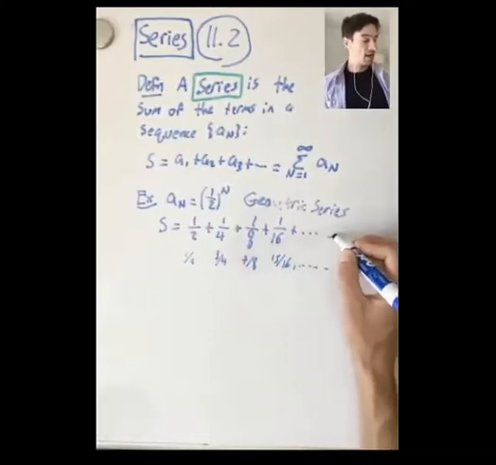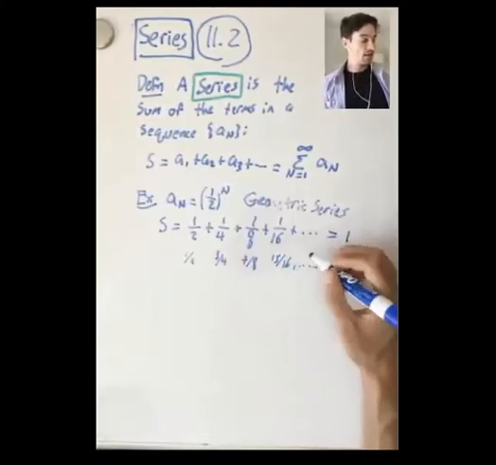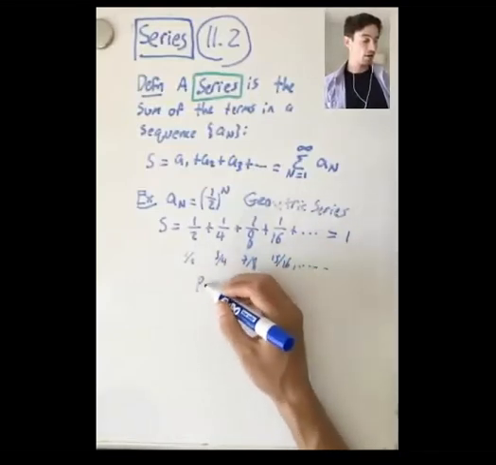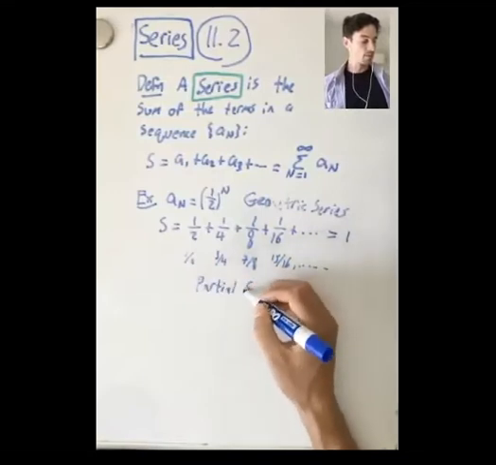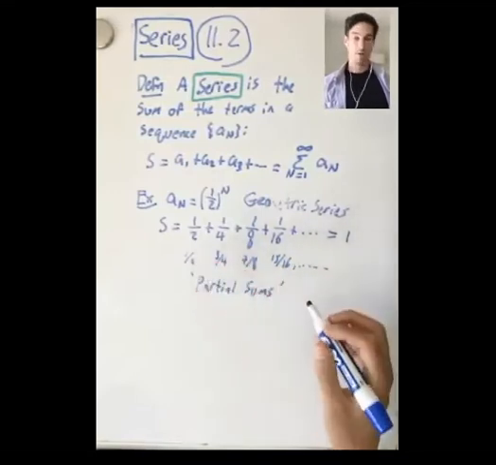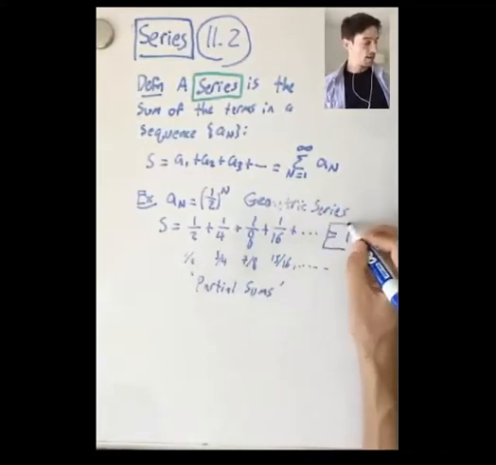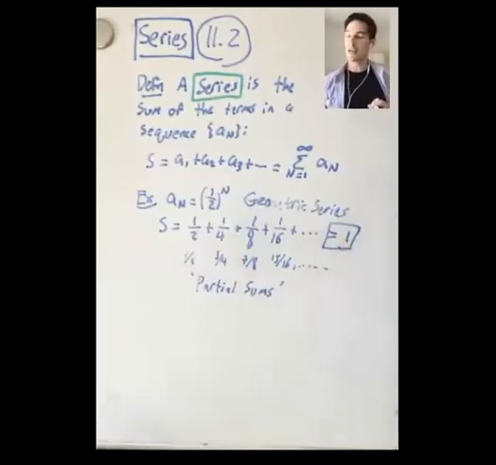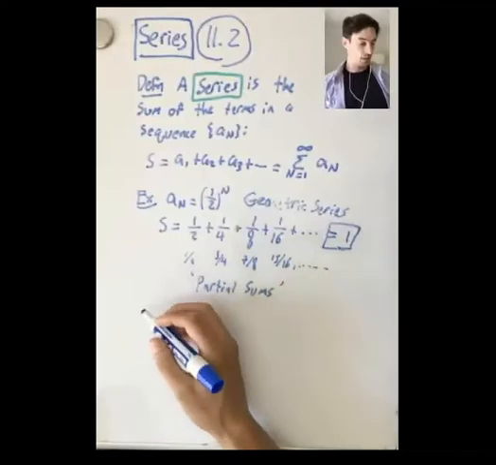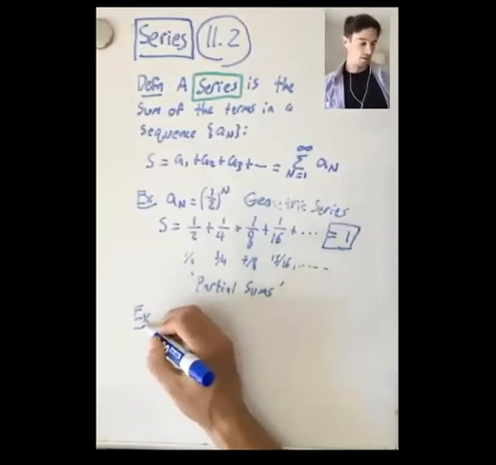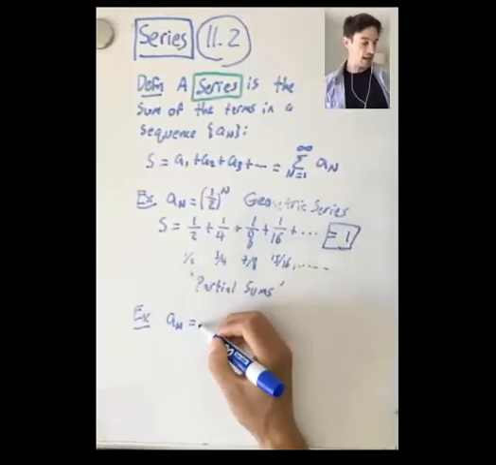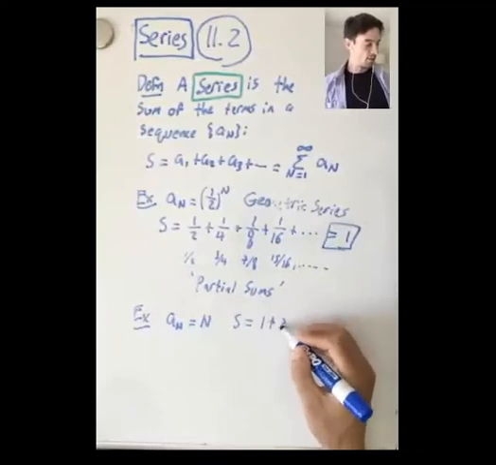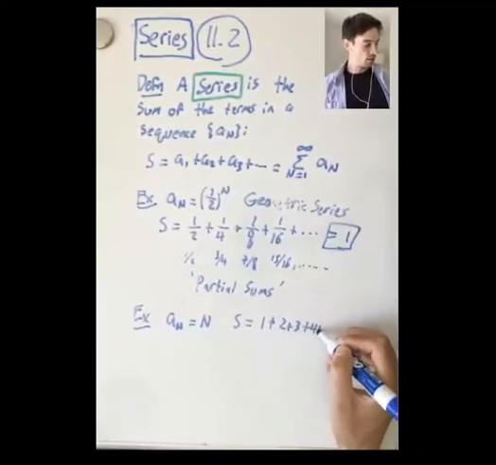And in fact, as you add more and more terms, you get a sequence of these partial sums. These sums so far are called partial sums because we're not adding the whole sequence. It's just a part of the sequence, and this is equal to 1. So we'll come back to this later in the video when we talk about geometric series in general. Let's do another example. Let's look at a_n equals n. So now what does our series look like? Well, we have 1 plus 2 plus 3 plus 4 plus and so on.